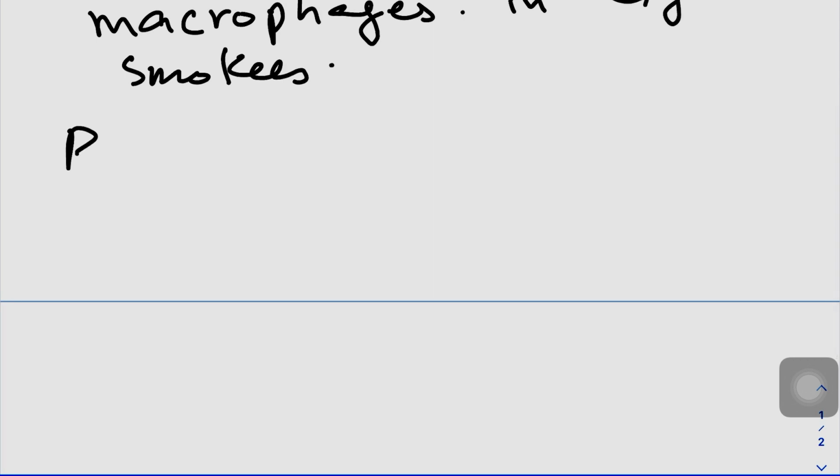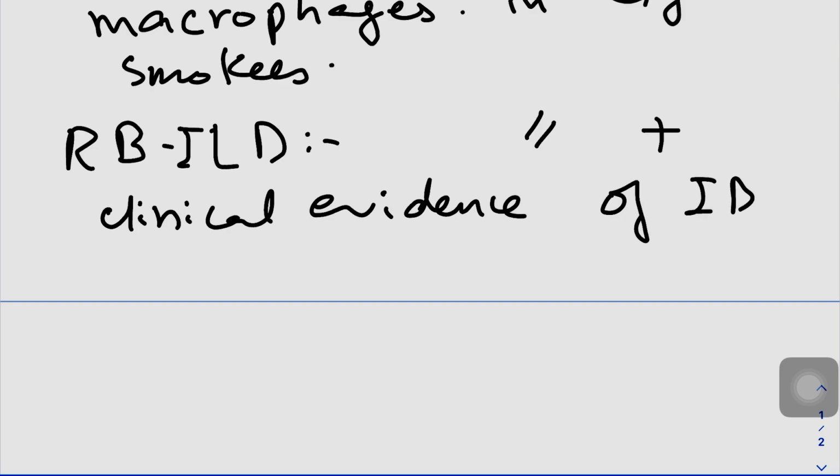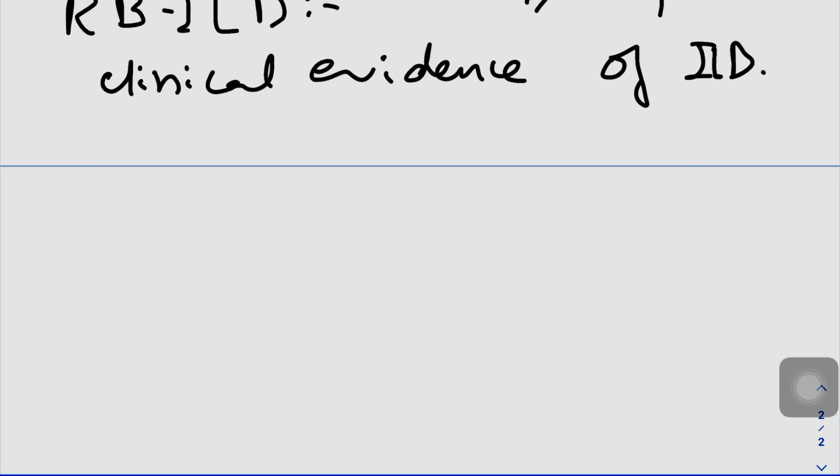And what is RB-ILD? It is the presence of changes of respiratory bronchiolitis as a sole pathological finding in current or former smokers with clinical evidence of ILD. So above plus clinical evidence of ILD, either radiologically or histopathologically.